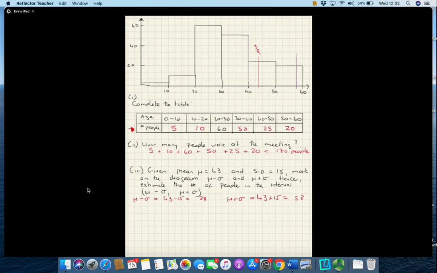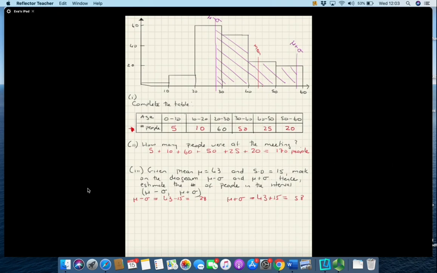And 28 is up here almost at 30. So this is mu plus sigma, this is mu minus sigma. So it's all the area here that I need. How many people in this purple area? Now you've got a good chunk of the marks just from marking in those two goalposts. But let's see, how would we estimate the number of people?